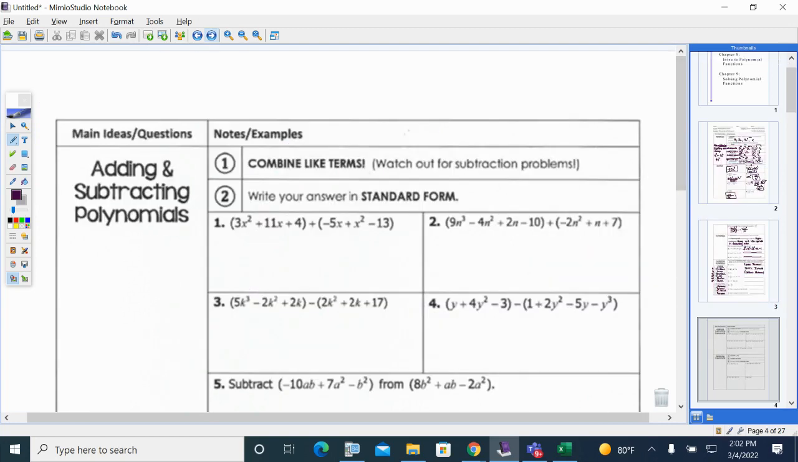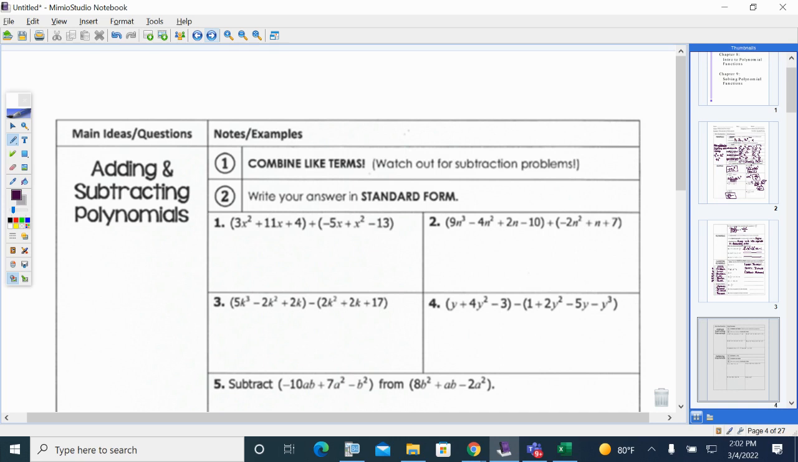So adding and subtracting polynomials, you want to combine your like terms, watch out for subtraction problems, and then write your answers in standard form. So looking at example number 1 here, we've got 3x squared plus 11x plus 4 plus negative 5x plus x squared plus 13, minus 13. We have been doing this the whole entire semester so far. So again, you're just looking for your like terms, and I always start with the largest exponent.